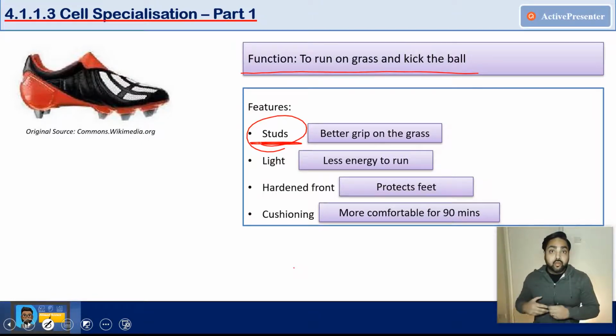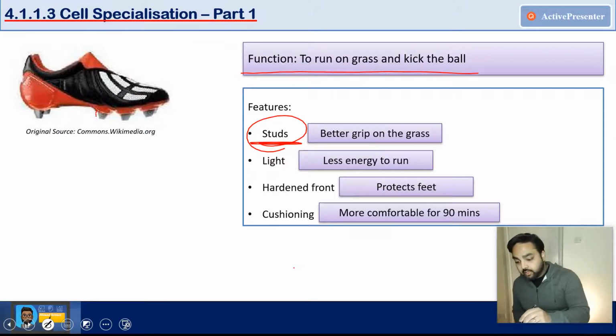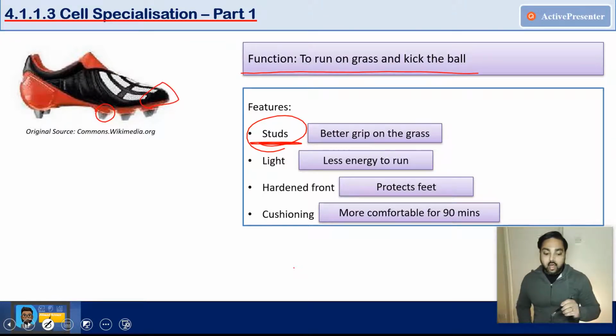Now, obviously, football boots aren't appropriate for any type of situation. You wouldn't go to a dinner party in football boots. You wouldn't go to school in football boots. However, the idea behind it is that they perform a specific function, and what we are trying to do is link the features that the football boot has, for example, the studs, the hardened front, to its function. And that's what you're going to have to do when it comes to specialized cells in animals and in plants.